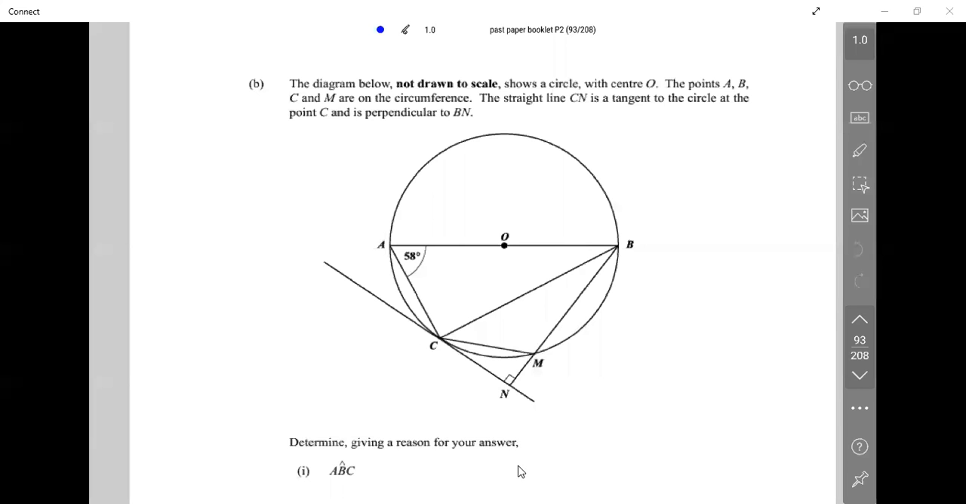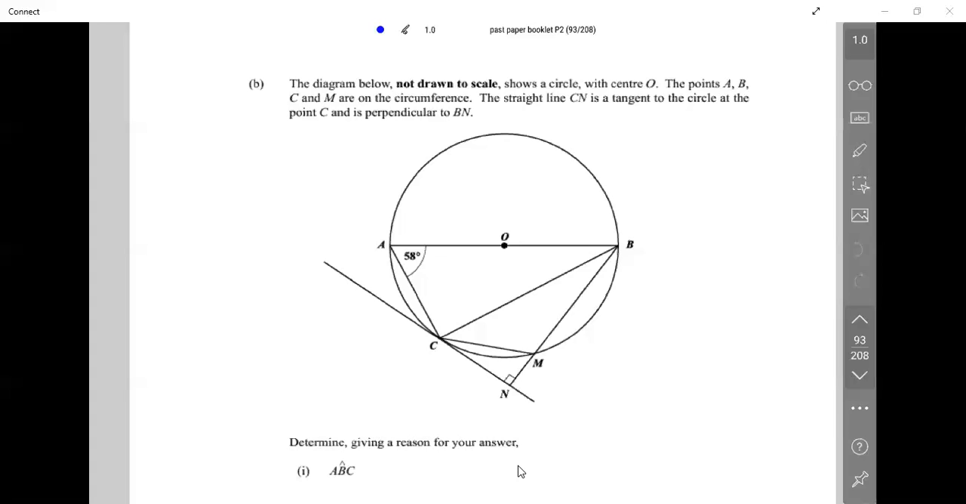All right, so this is still May 2018, question number 9. This is the B part of the question. It says the diagram below, not drawn to scale, shows a circle with center O. The points A, B, C, and M are on the circumference. So that makes ABMC a cyclic quadrilateral.